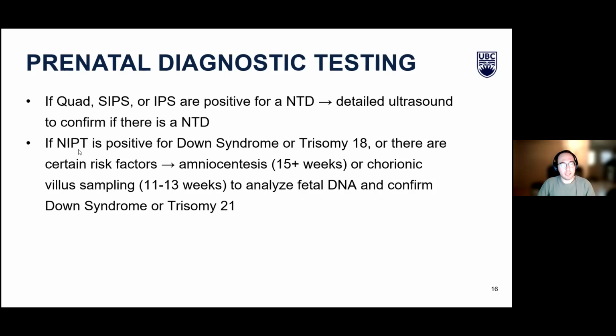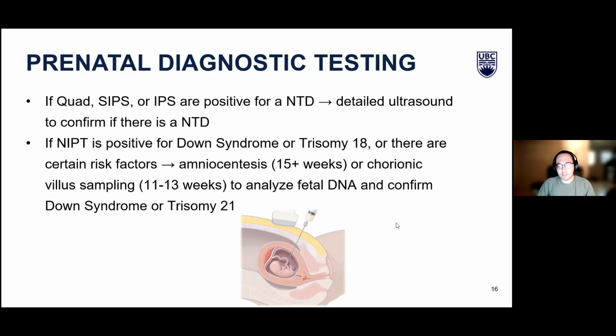If that NIPT test is positive for Down syndrome or trisomy 18 or something else like trisomy 13, or there's certain risk factors that warrant moving on to the diagnostic testing earlier, we'll offer amniocentesis or chorionic villus sampling, and that'll be to analyze the fetal DNA further and to try to confirm the Down syndrome or trisomy 18 or trisomy 13. Sorry, I made a mistake on the slide here.